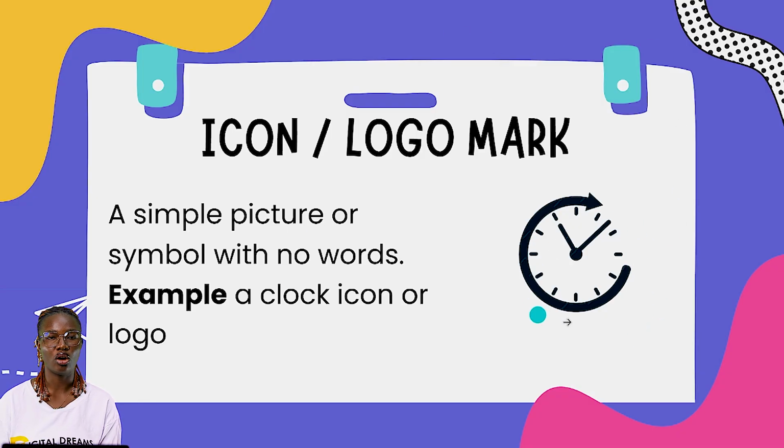Example, we have this clock icon right here. You can use this as a logo. We can say that this is a clock logo. Looking at this, I know this is a clock, but it has no word saying clock on it or something like that. So an icon or logo mark is just a simple picture or symbol with no words.